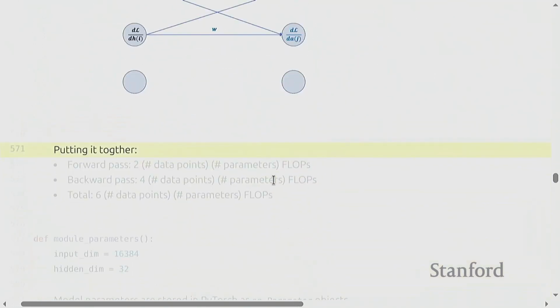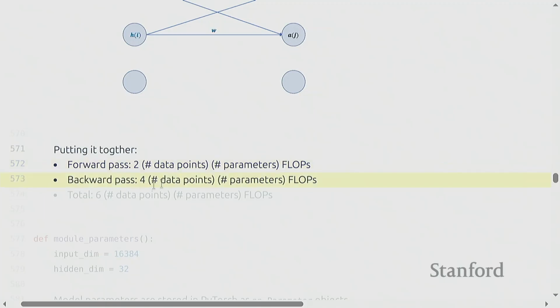Just to summarize, for this particular model the forward pass is 2 times the number of data points times the number of parameters, and backward is 4 times the number of data points times the number of parameters, which means in total it's 6 times the number of data points times parameters. That explains why there was that 6 in the beginning when I asked the motivating question.